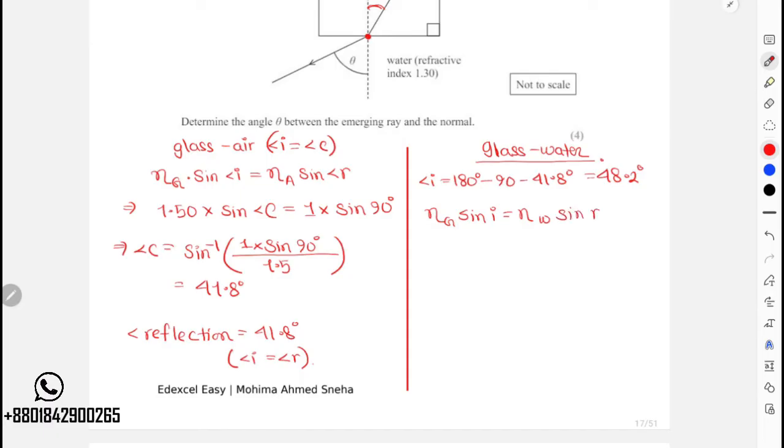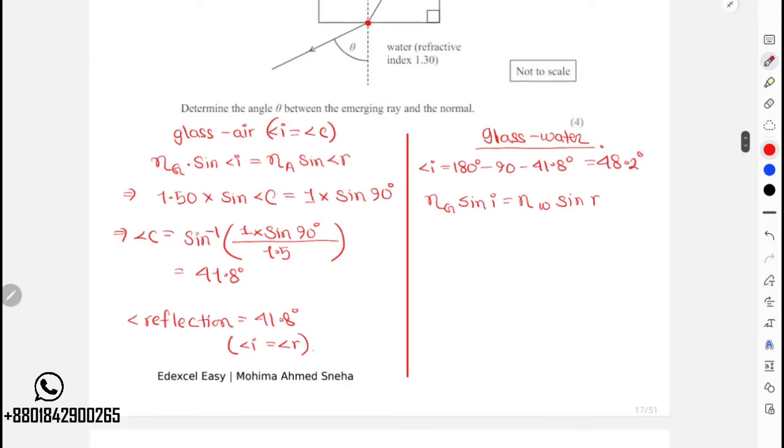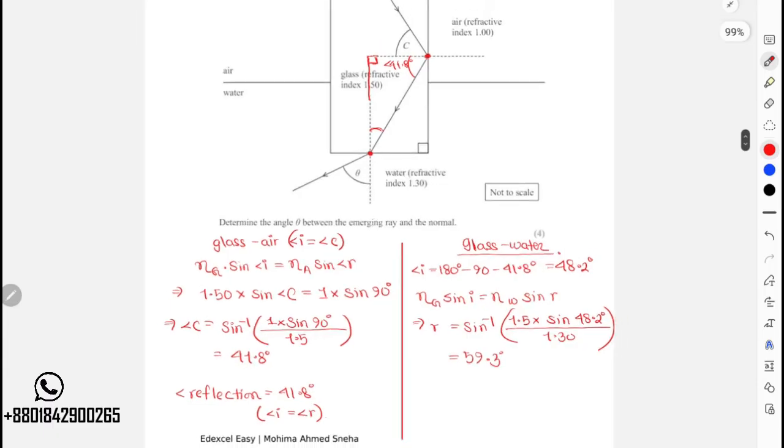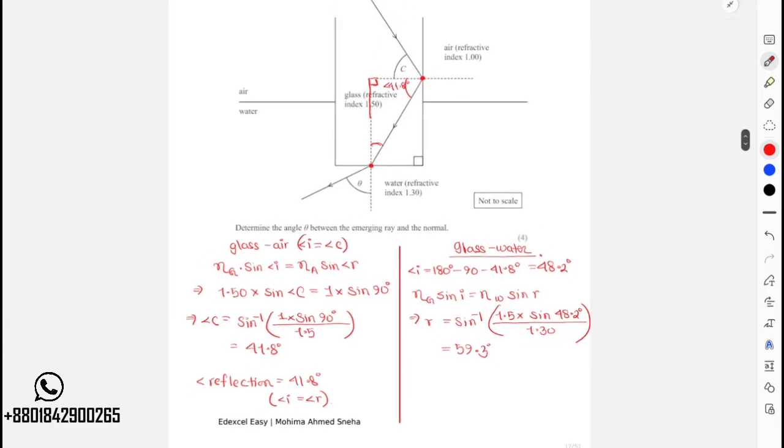And the refractive index for water is no longer 1. So in order to find the value for R, this is going to be the refractive index of glass, 1.5, times sine of 48.2 degrees, divided by the refractive index of water, 1.30, and this entire thing will be inside a sine inverse function. If you calculate that directly, this should give you approximately 59.3 degrees, and that is the value for your theta over here. I hope this was quite clear. These kinds of questions are very common in your calculations, so I would suggest practicing these a few times. So we'll move on to the next question.